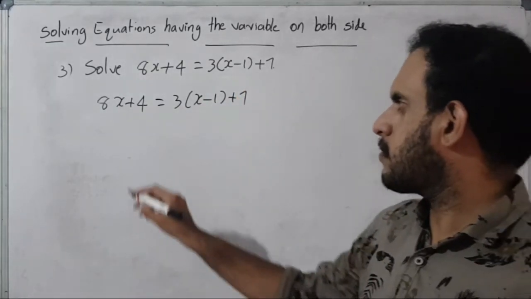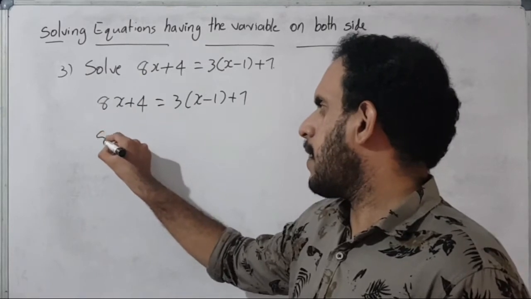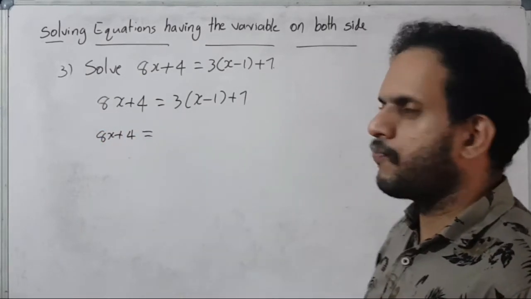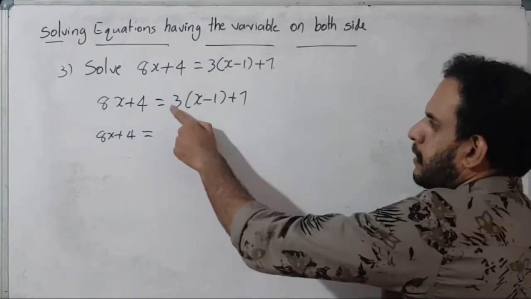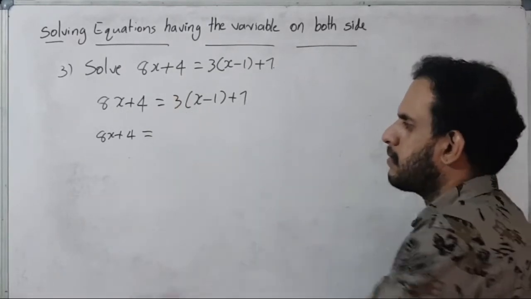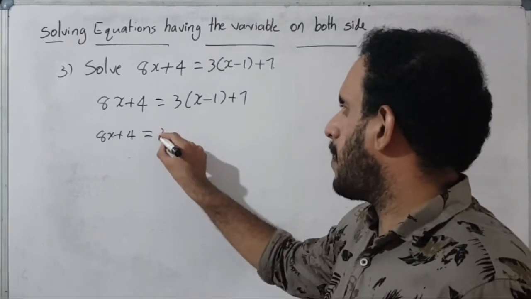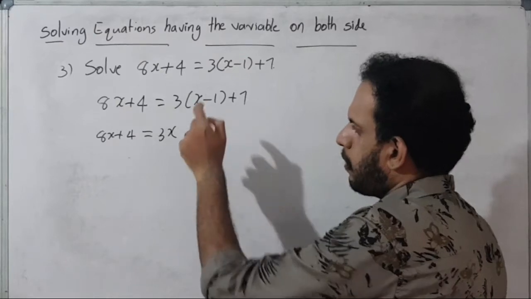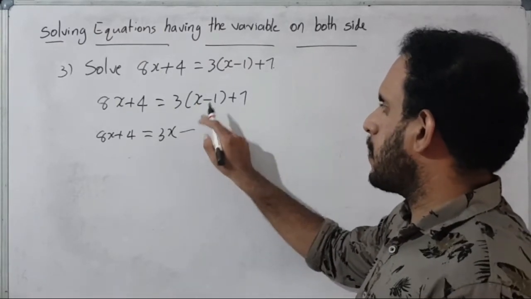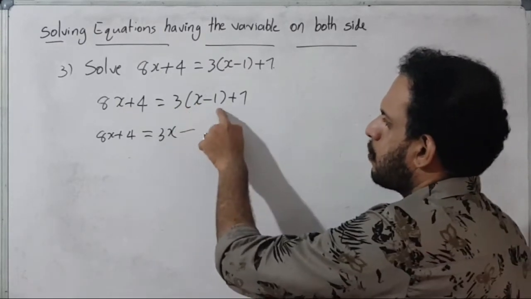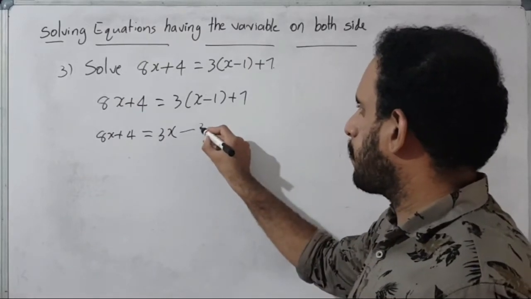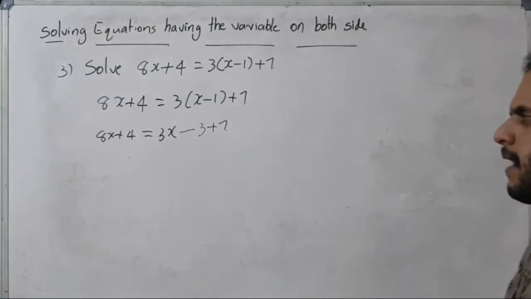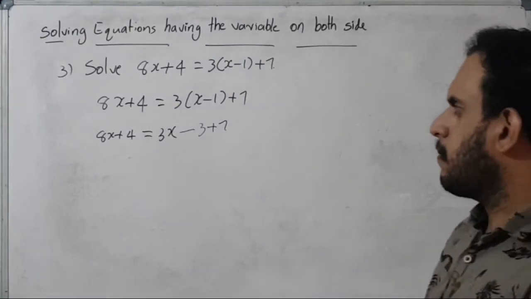Then what is our first step? The first step is 8x plus 4 is equal to, first we need to expand the bracket. That means 3 into x. What is 3 into x? 3 into x is 3x. Minus, here is minus, so minus 3 into 1. 3 into 1 is 3, plus 7. Correct? 3x minus 3 plus 7.